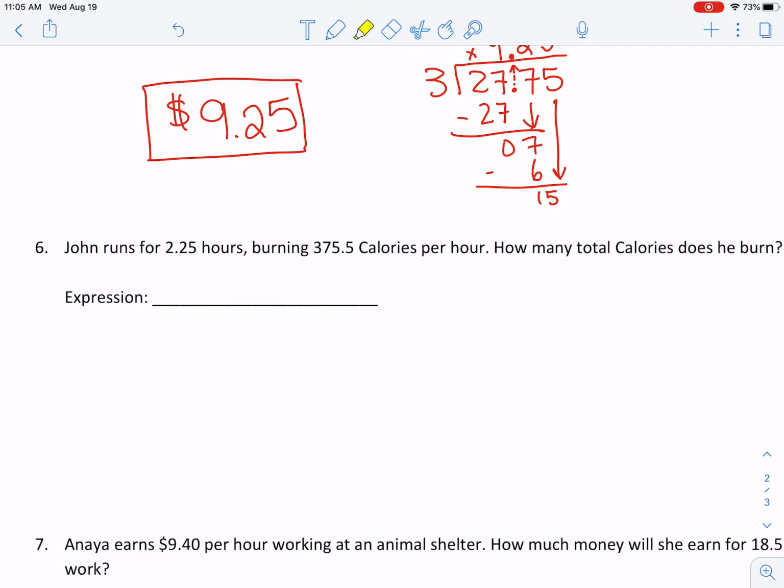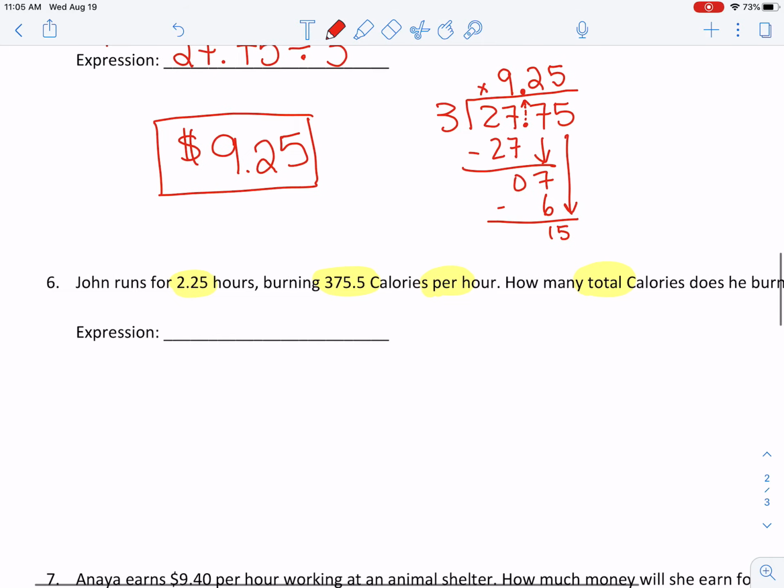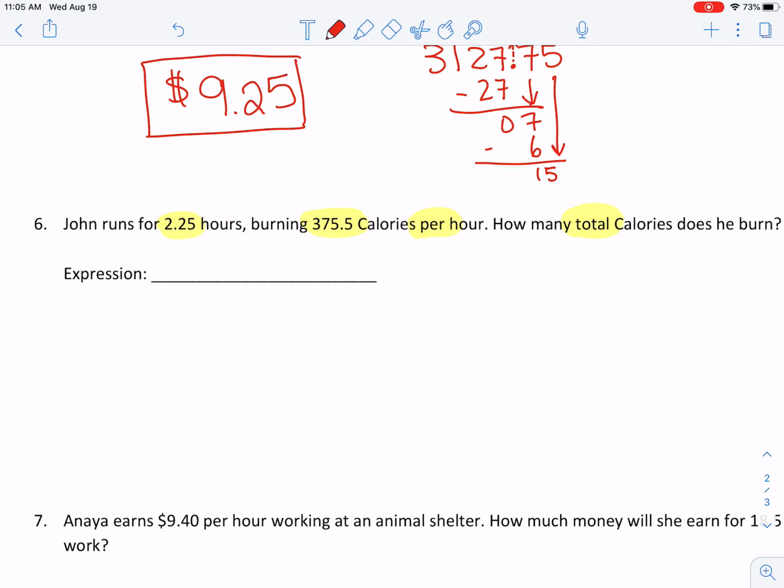So now we have some keywords again. So he ran for 2.25 hours. This burnt 375.5 calories per hour. How many total calories does he burn? So this problem has the word per, but that does not necessarily mean it's going to be a division problem, because if you think about it in John's shoes, he ran for 2.25 hours, but he knows that he burns 375.5 calories per hour, which is 1 hour. How many calories in total did he burn?